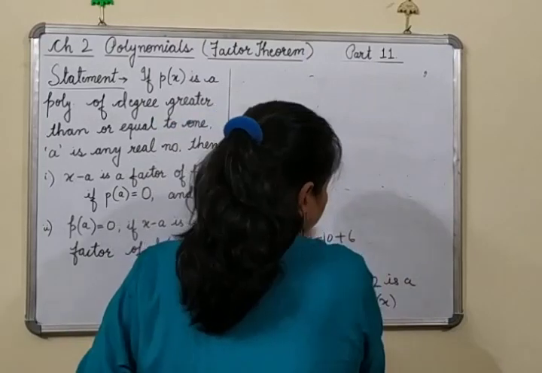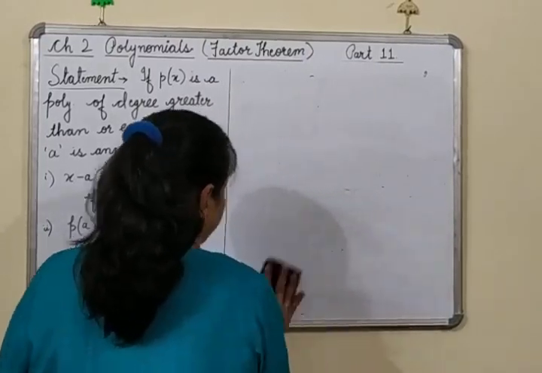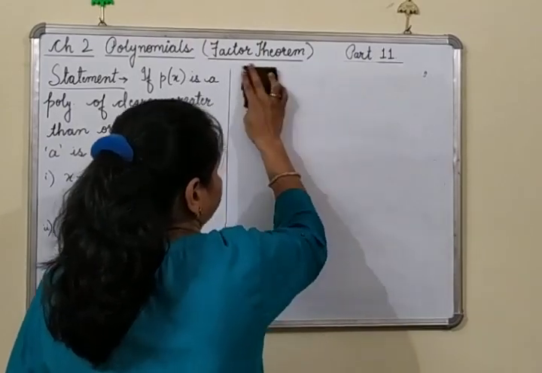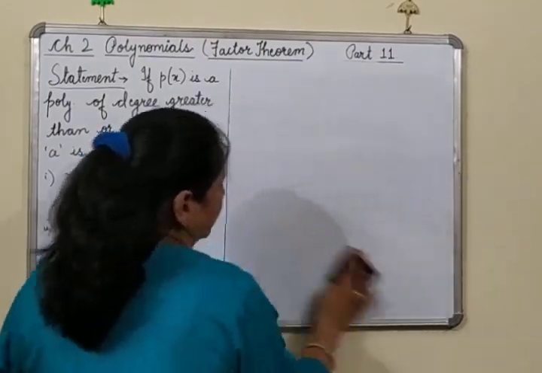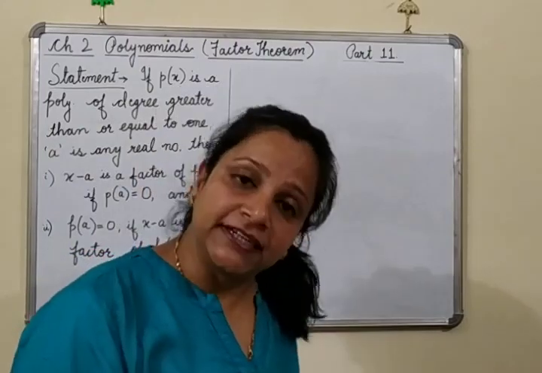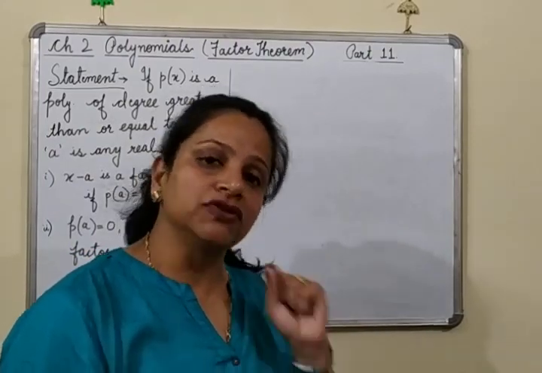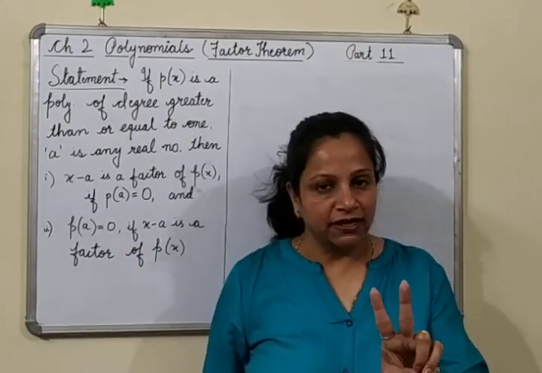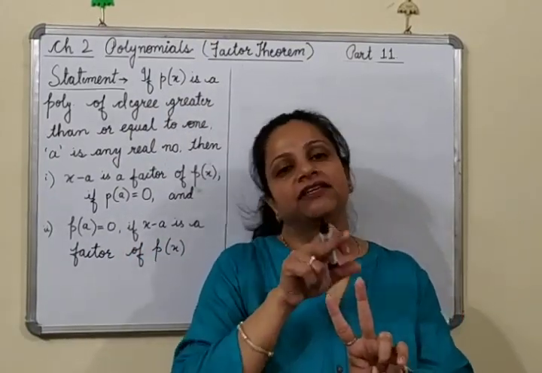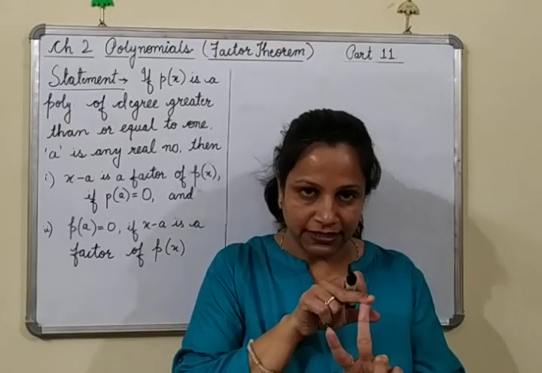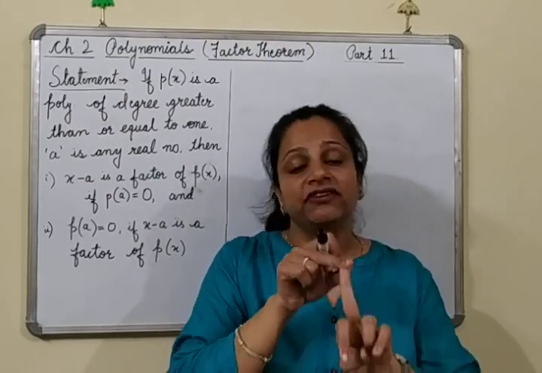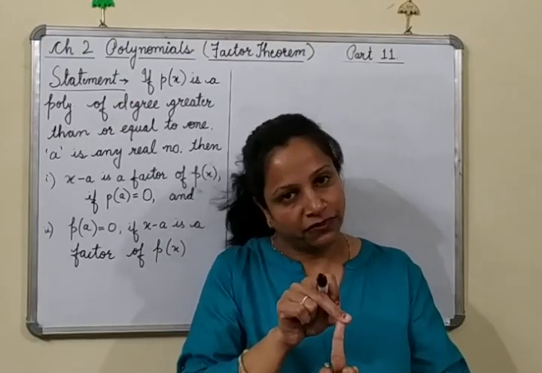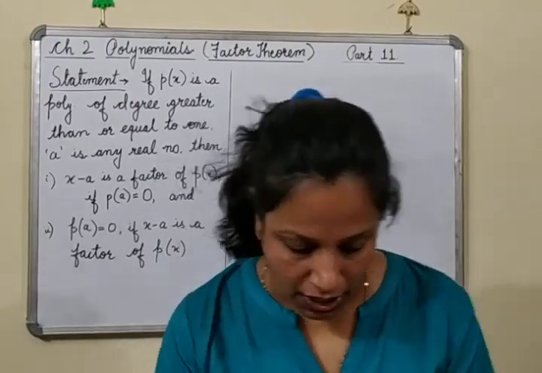Now in this example, we have seen whether a given polynomial is a factor of another given polynomial. Now, in the next example, we will be finding the factors of the given polynomial by using the factor theorem. We just saw there were two polynomials, and we had to check whether the first one is a factor of the second or not. Now, in the second example, we have to find the factors by using the factor theorem.